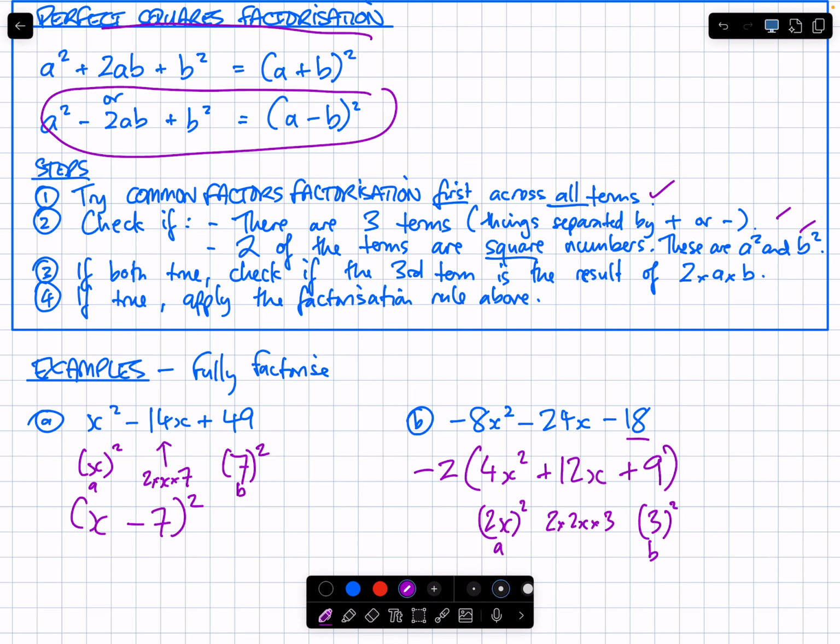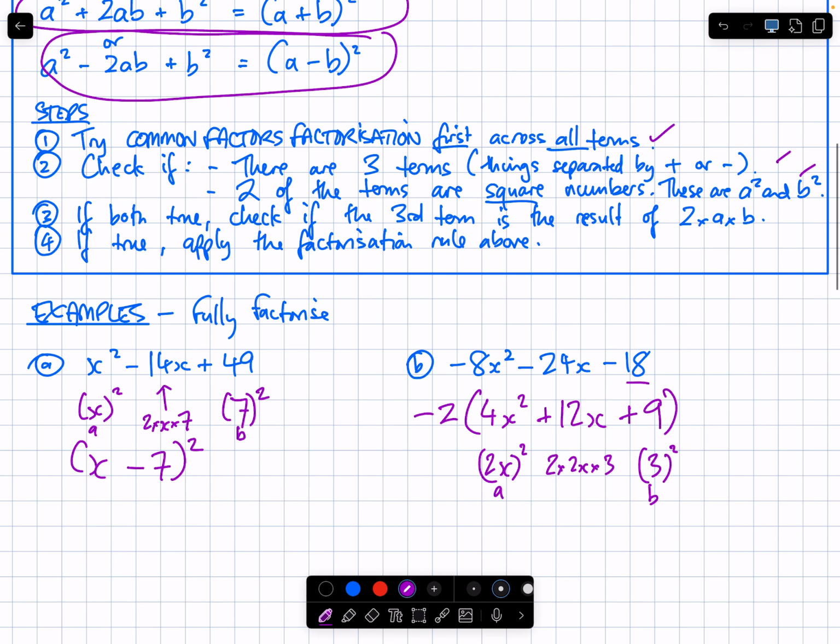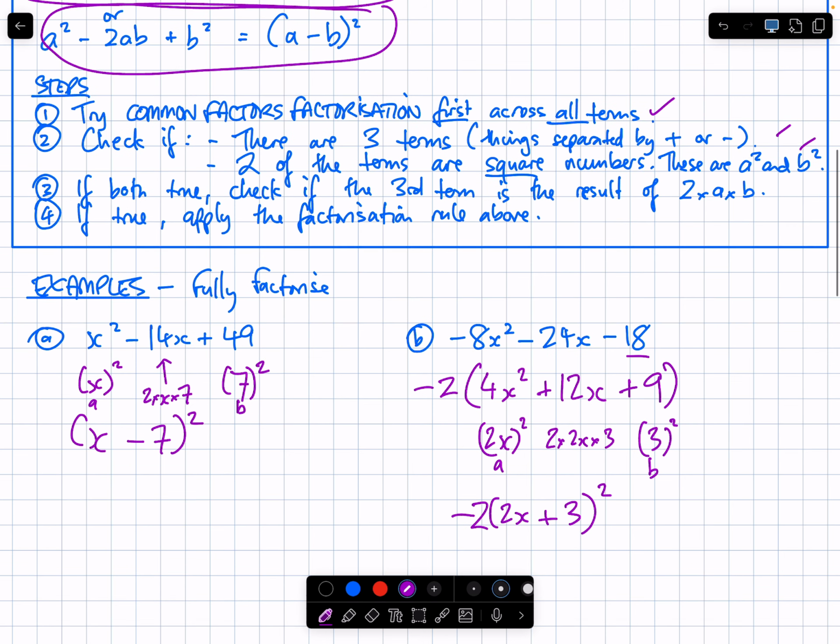I believe we're using this one, the top one now. My A is 2x plus B, which was 3, all squared. Am I forgetting something? I used the rule, but there's still a negative 2 out the front, yeah? Don't forget that. That's worth marks. That's perfect squares. Step one to I think that's an Ignite question. The other one is just assumed knowledge. Okay? Can you get those 2 down, please?